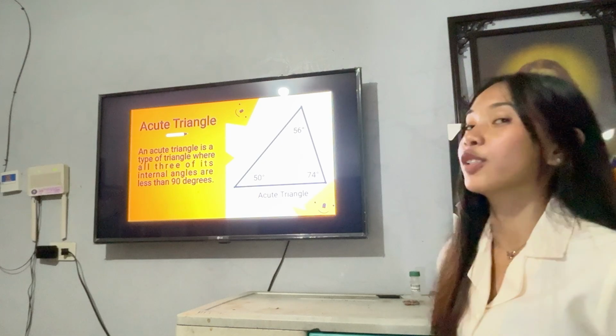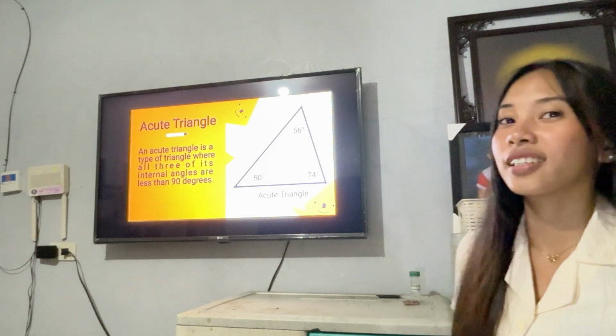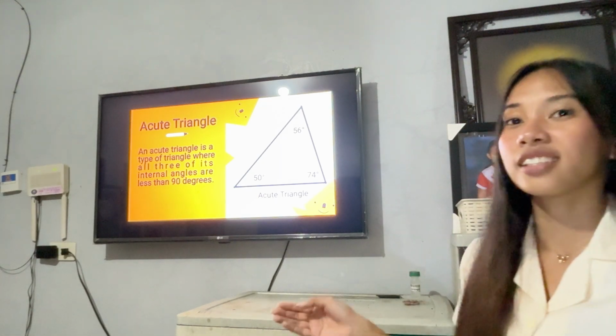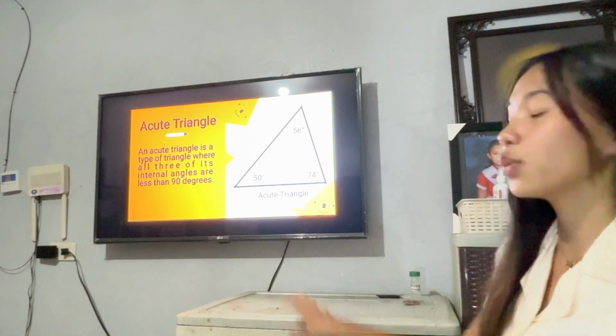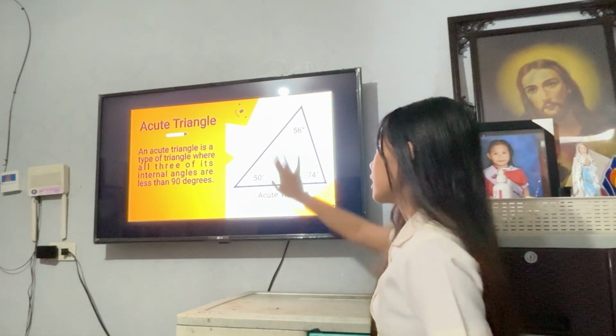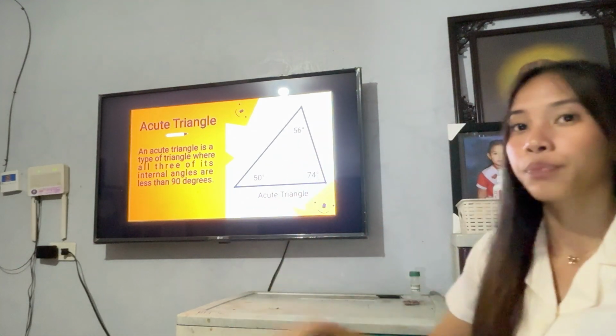Second, we have the acute triangle. In this type of triangle, all three of its internal angles are less than 90 degrees. And you will see it here. We have 50 degrees, 56, and 74.